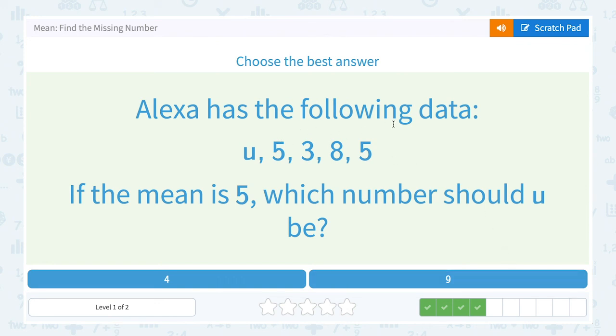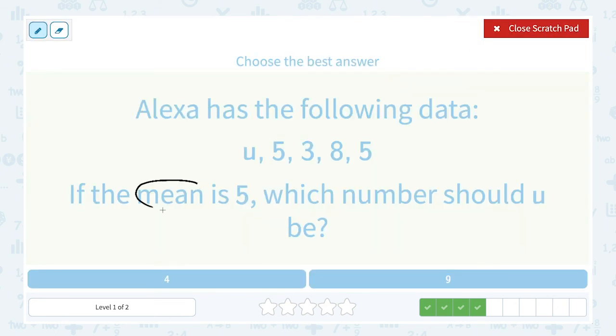Alexa has the following data: U, 5, 3, 8, and 5. If the mean or average is 5, which number should U be? Okay, well, taking a look at our data, I've got 2 5s, I've got one number a little bigger, one a little smaller. I think 4 seems like a reasonable guess. So let's try 4 first and see if it works.